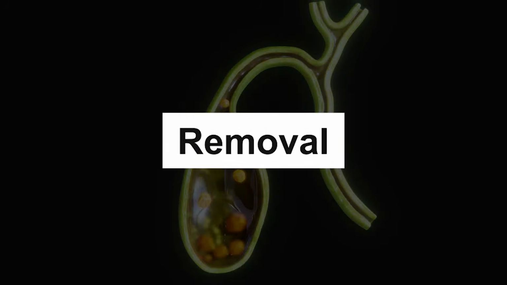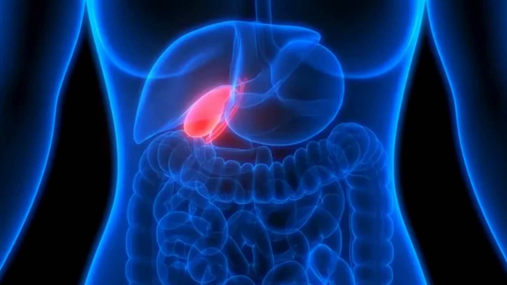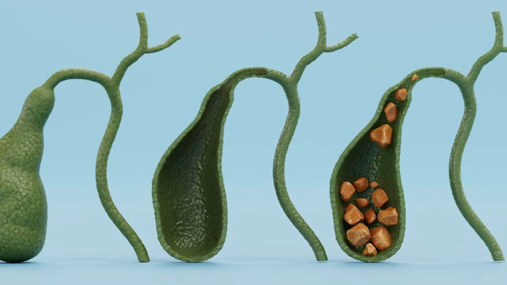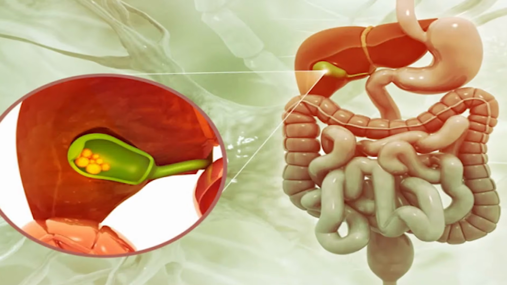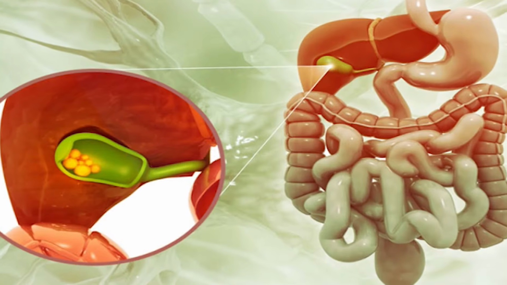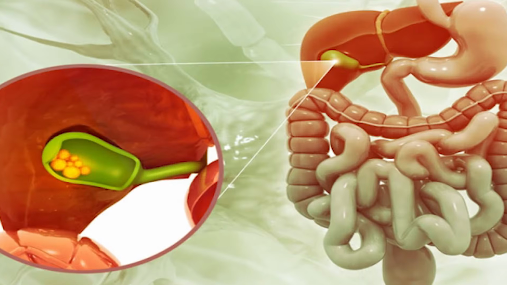In cases of severe gallbladder disease or frequent gallstone issues, surgical removal of the gallbladder called cholecystectomy may be recommended. The removal of the gallbladder is a common procedure and does not significantly affect digestion, as the liver can still produce bile that flows directly into the small intestine.